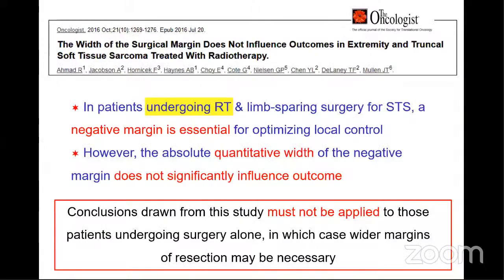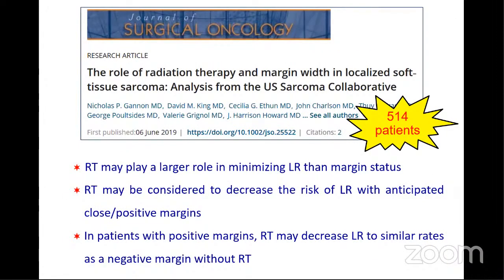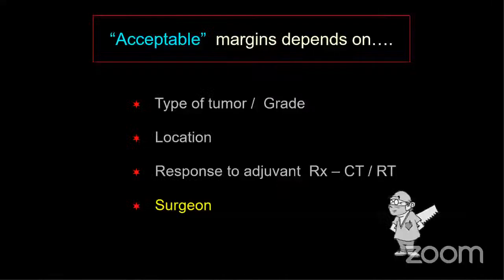And when we talk of adjuvant treatment in soft tissue sarcomas, here we're talking of radiotherapy. In patients who are undergoing radiotherapy, either pre or postoperatively, a negative margin is essential, but the quantitative width is really not important and it will not significantly influence the outcomes. These conclusions cannot be applied to tumors in which you are not going to give radiotherapy. Radiotherapy plays a large role in minimizing local recurrence, and it can even decrease the incidence of local recurrences in cases where you may inadvertently have positive margins.